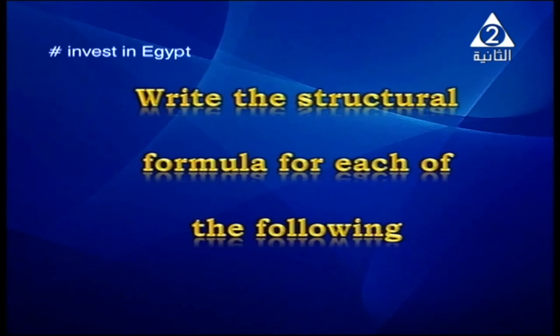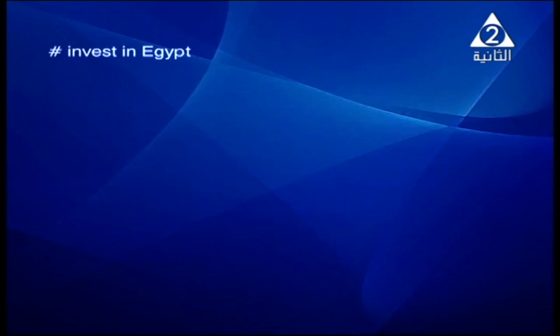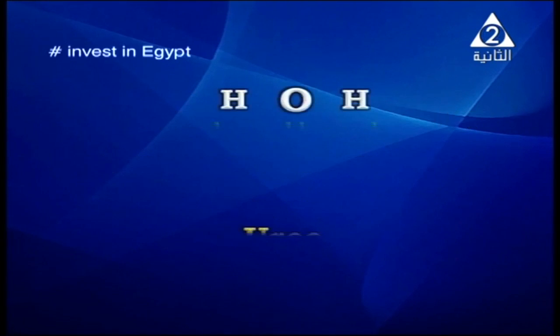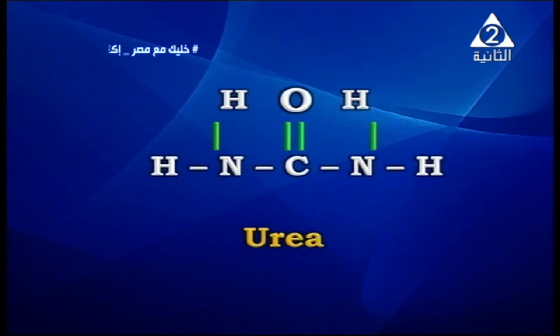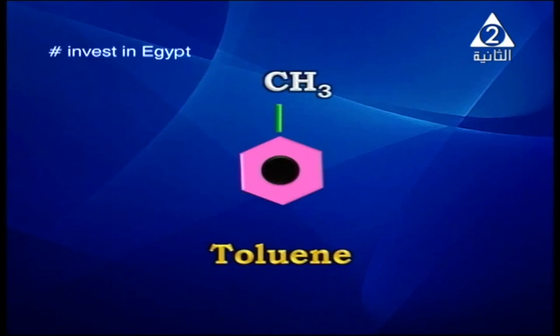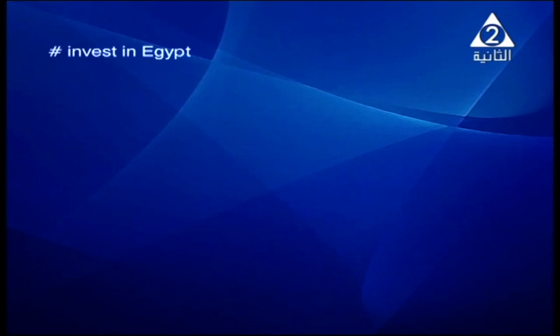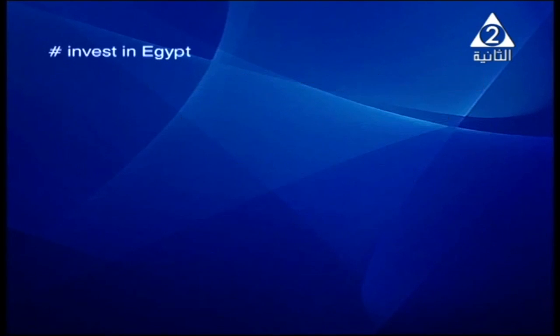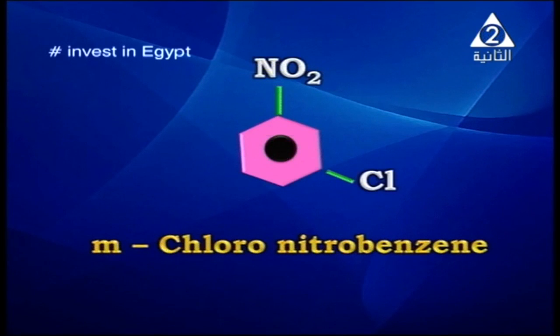Next type of question, write the structural formula for each of the following. The product obtained from evaporating ammonium cyanate, as shown on the screen, my dear student, is the compound urea. Next point, the compound produced from the reaction between benzene and methyl chloride in the presence of anhydrous aluminum chloride, as shown on the screen, will be toluene. Next point, the aromatic compound formed from the reaction of chlorine with nitrobenzene in the presence of a catalyst will be meta-chloronitrobenzene.